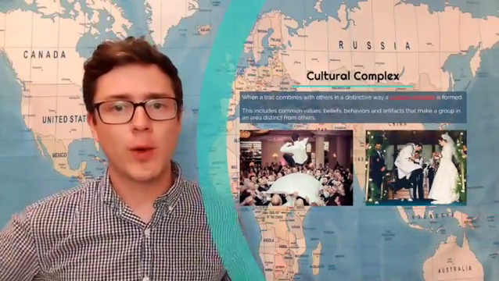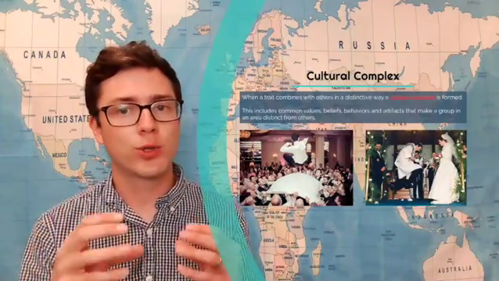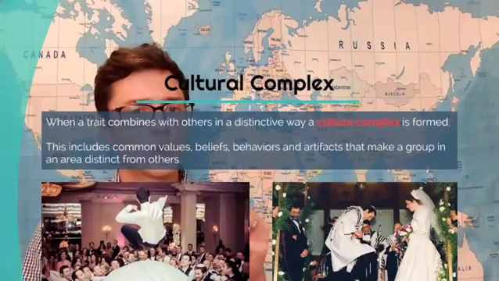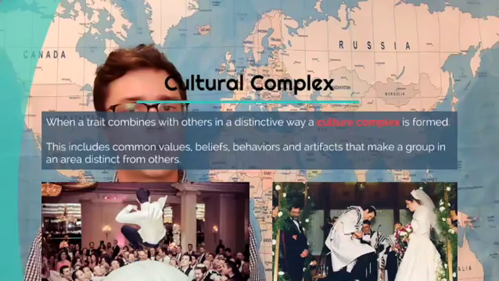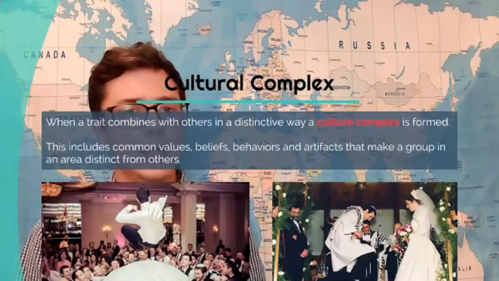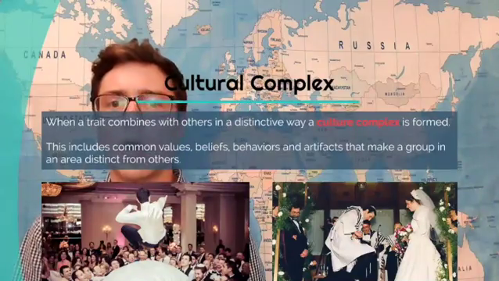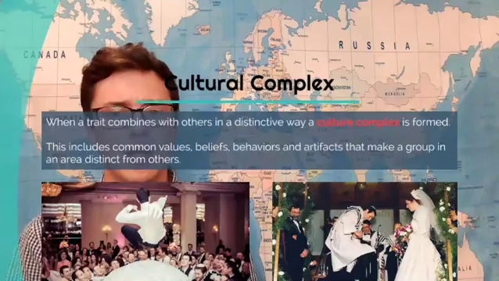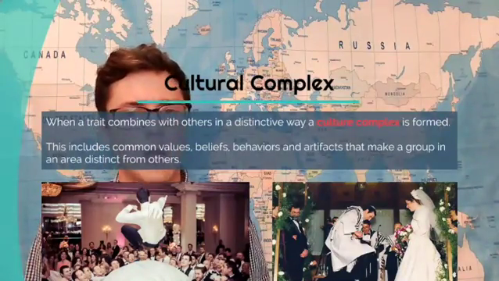Cultural complex is when all of these different traits add up together. They become a cultural complex. So it's formed when you take the different cultural traits and they combine into a group of people's culture. That is a cultural complex. This includes common values, beliefs, behaviors, artifacts that make a group in an area distinct from others. So all of those cultural traits combine together to form a cultural complex.